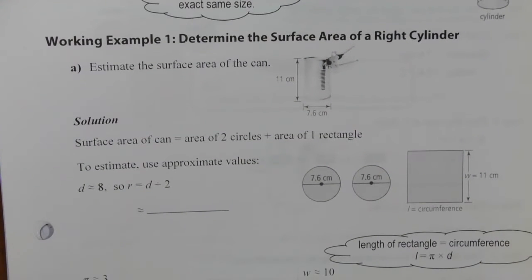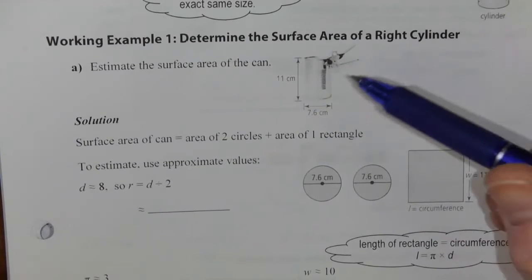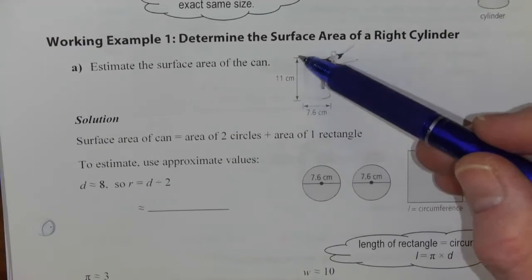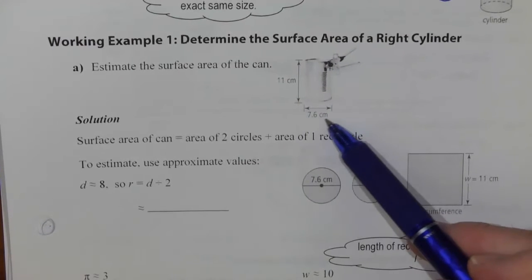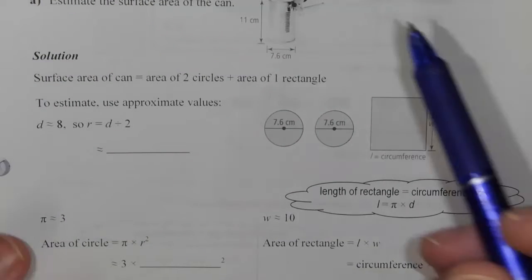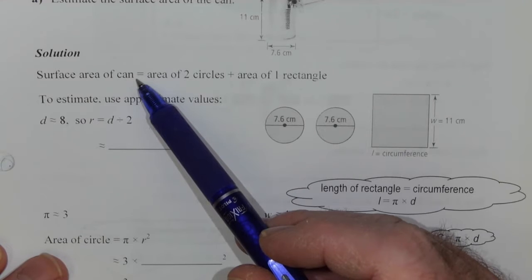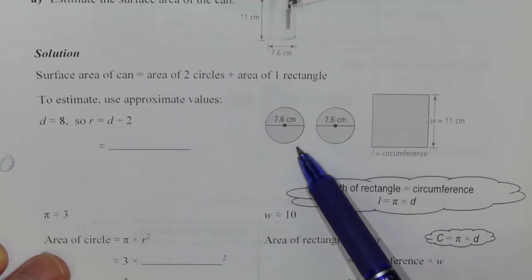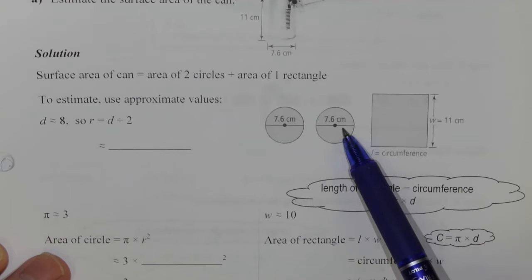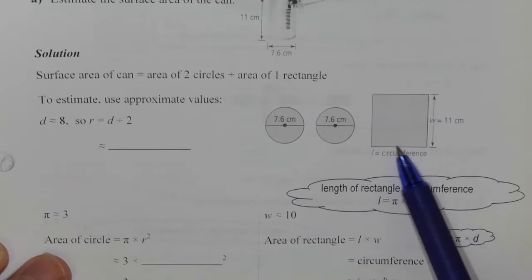Example number 1, determine the surface area of a right cylinder. Estimate the surface area of the can. So we've got a can here that is, for our purposes, considered a cylinder. It has a height of 11 centimeters and a diameter of 7.6 centimeters. So let's take a look here. We can break the surface area of the can, that's the outside areas of the can, into three pieces. We've got two circles that are identical. They're congruent circular bases. And then we've got an area of a rectangle as well.